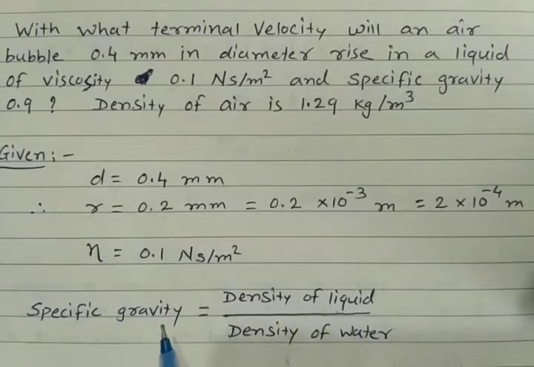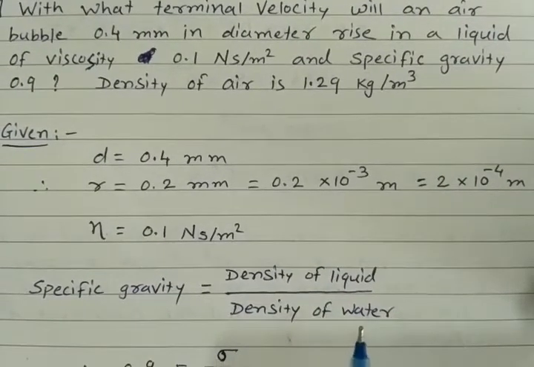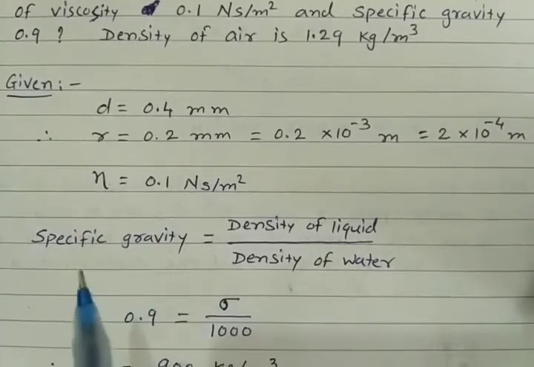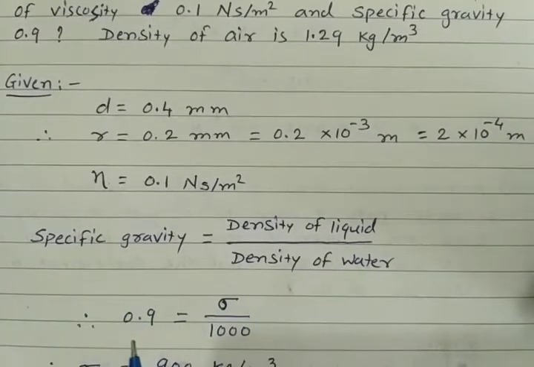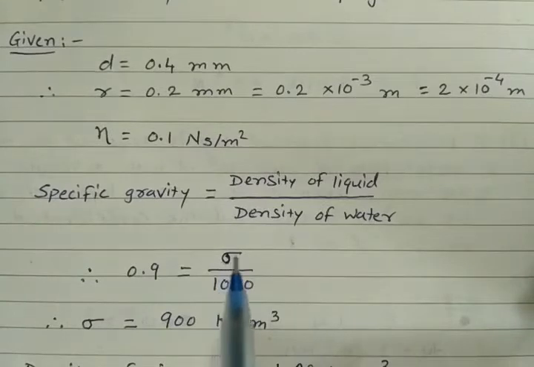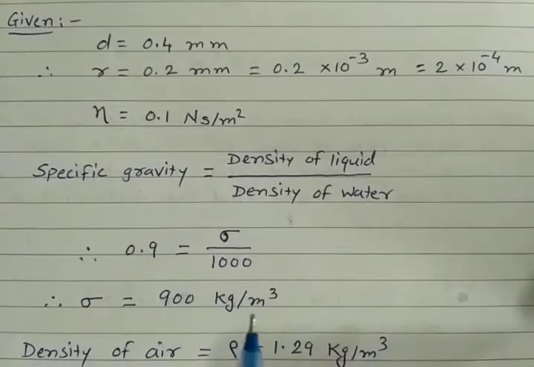Now the specific gravity is density of liquid divided by density of water, and therefore substituting the values, specific gravity is given to be 0.9 and the density of liquid is represented by sigma, and the density of water is 1000. So simplifying this, the sigma, which is density of liquid, comes to be 900 kg per meter cube.